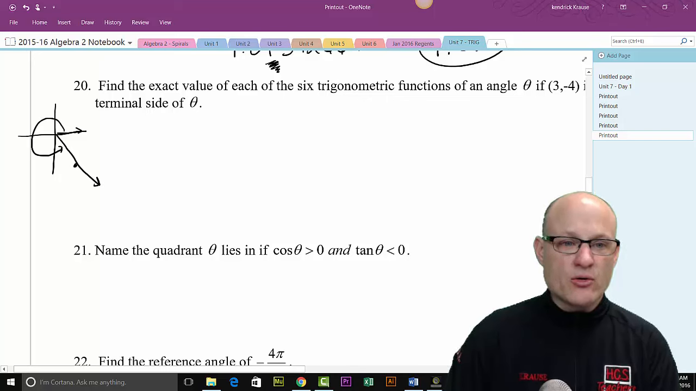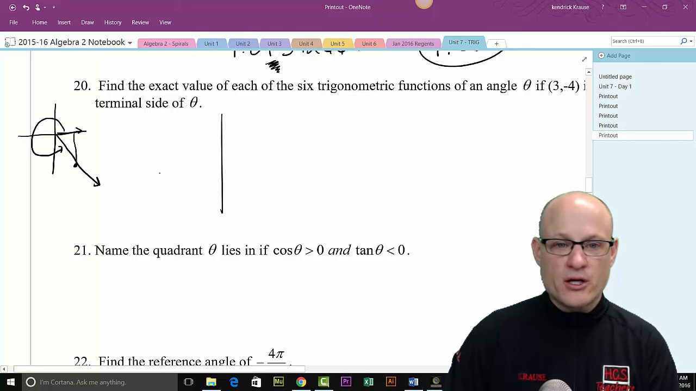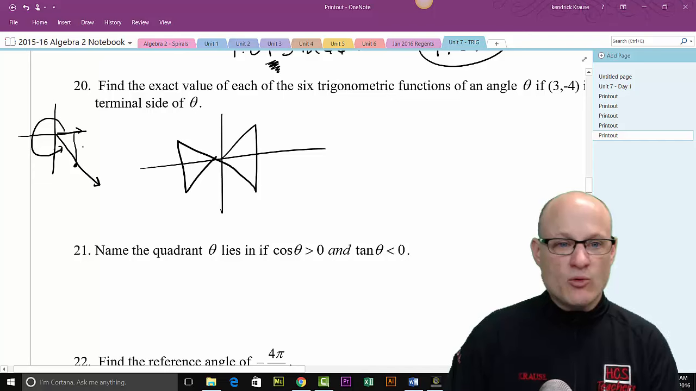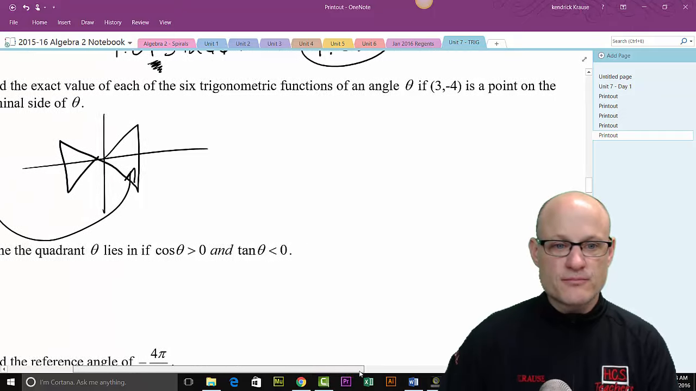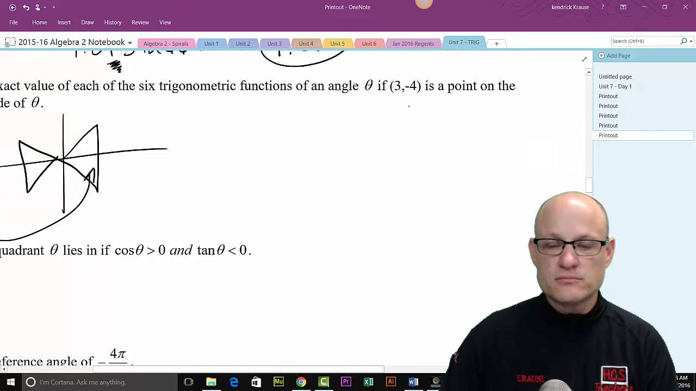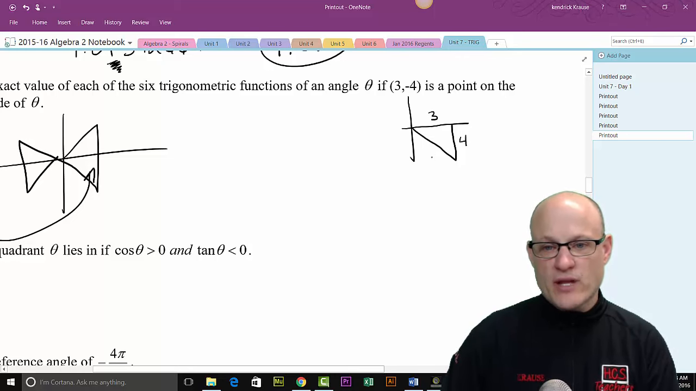Remember, we have to use one of the bow ties. Right? And we're in the 4th quadrant, so we're going to use this triangle right here. So I'll do that off to the side. And I went over 3, and I went down 4, and 3, 4, and the hypotenuse would have to be 5. So I don't need any of this.